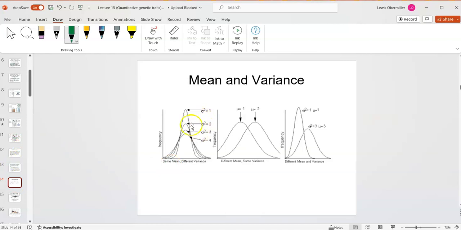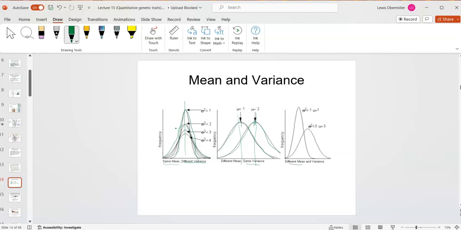Okay, so this has the same mean, right? Right here. But the variance here is different. So that widens. This is more variable in this population than, say, this population. There's more range. This has a different mean, but the same variance, right? So these hills look exactly identical. They're just at a different point, their peak is at a different point.